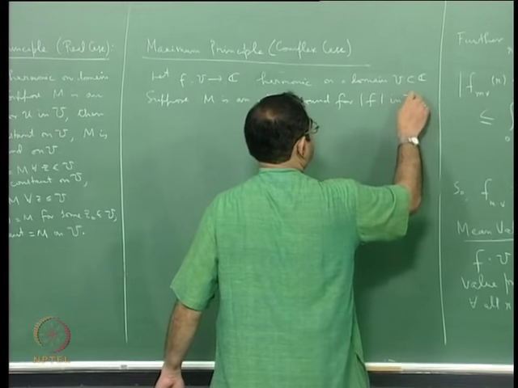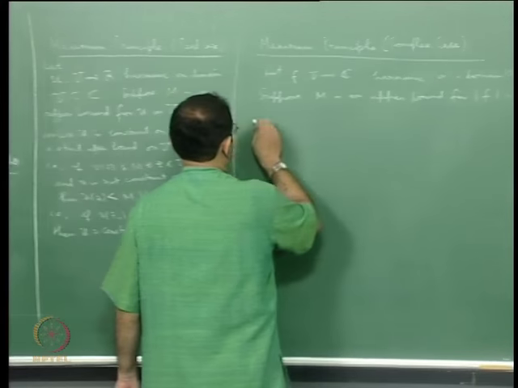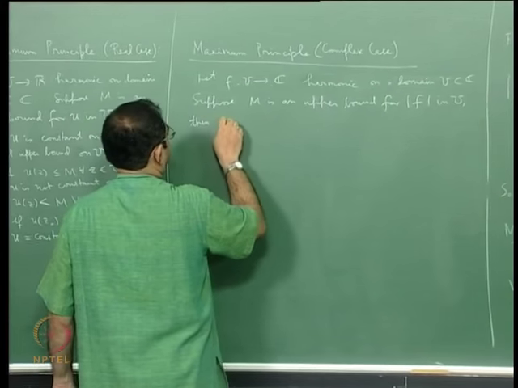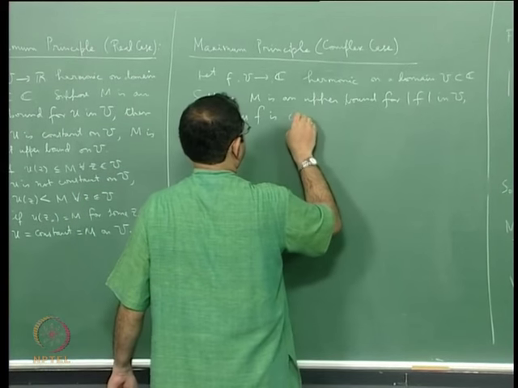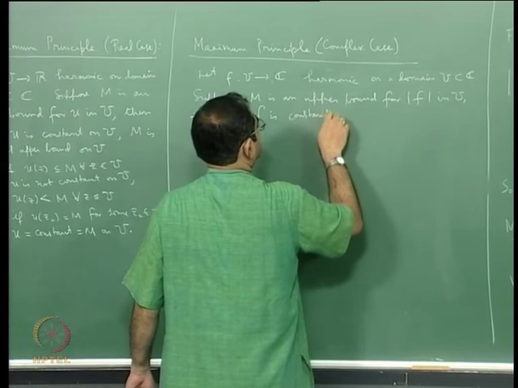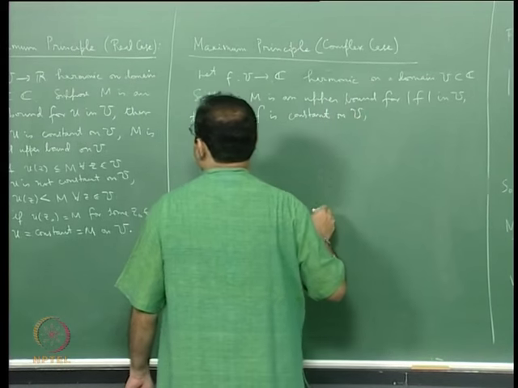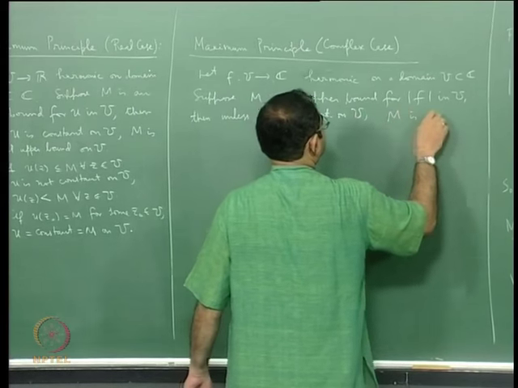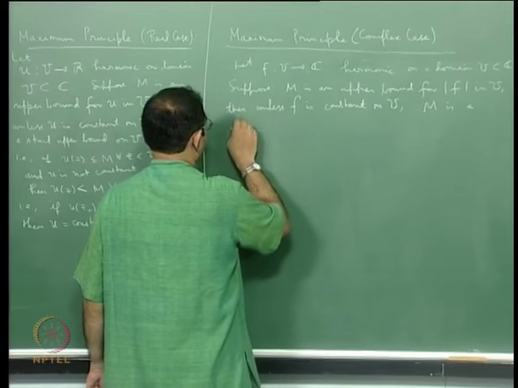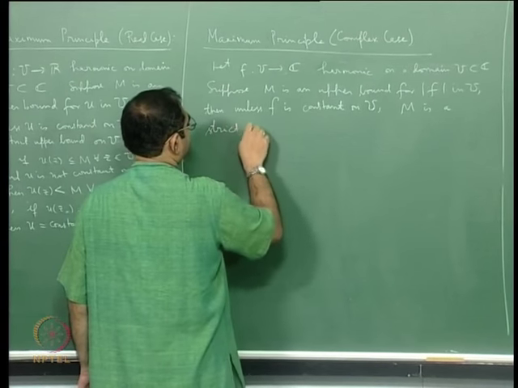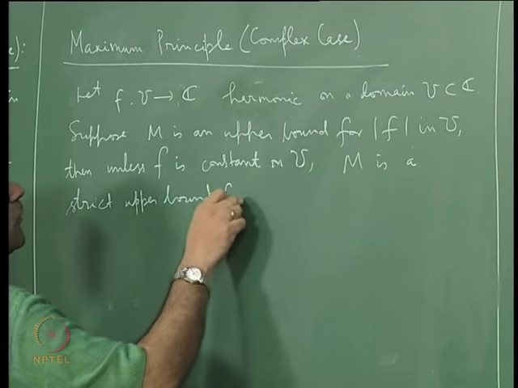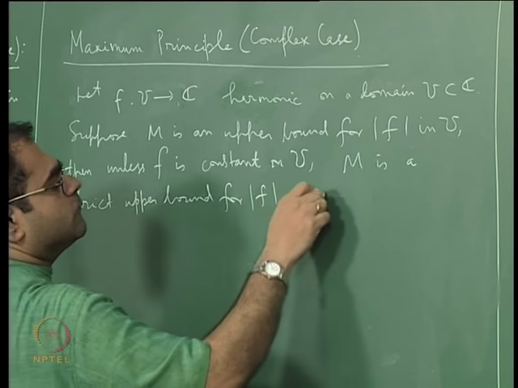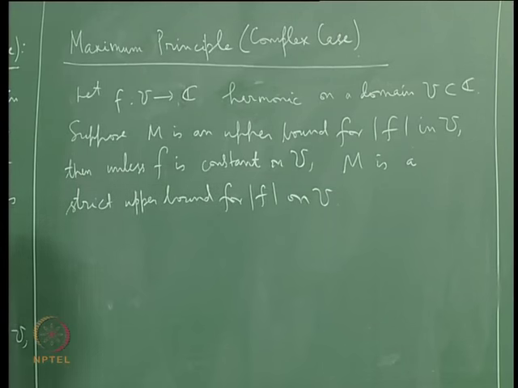In U, then unless f is constant on U, M is a strict upper bound for mod f on U. So this is a statement, okay.